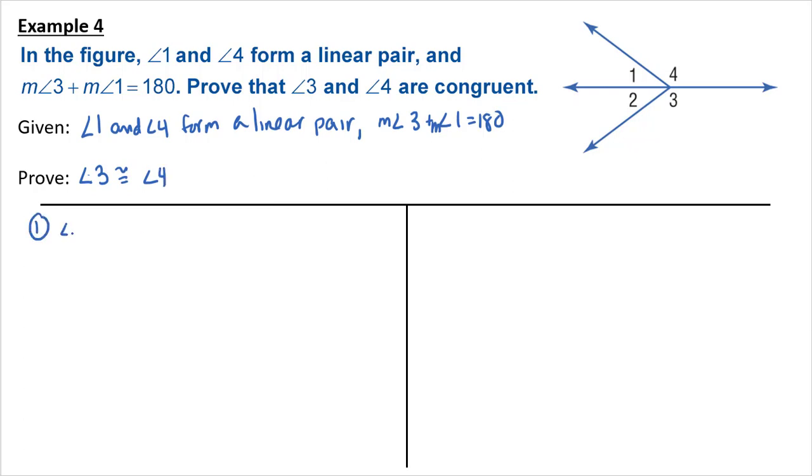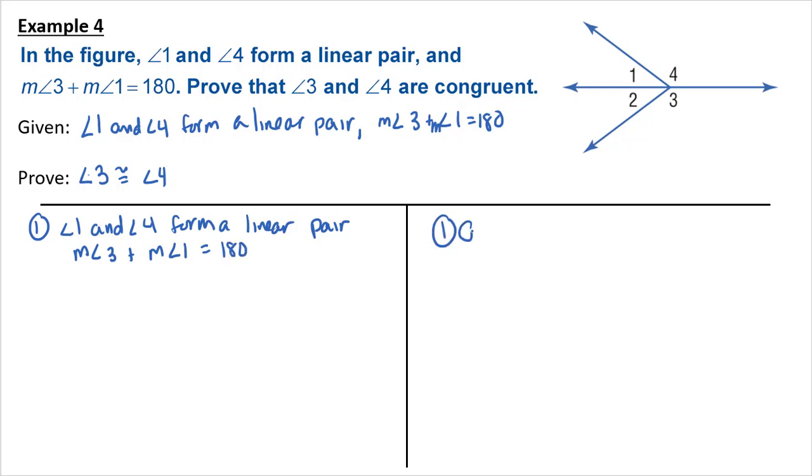So again, our given is always our first step. And I know it seems tedious to write it down. Okay, this is our given. Step 2. Okay, so write something about the given. I'm going to take this first piece of the given and I'm going to say angle 1 and angle 4 are supplementary. And that's our supplements theorem.